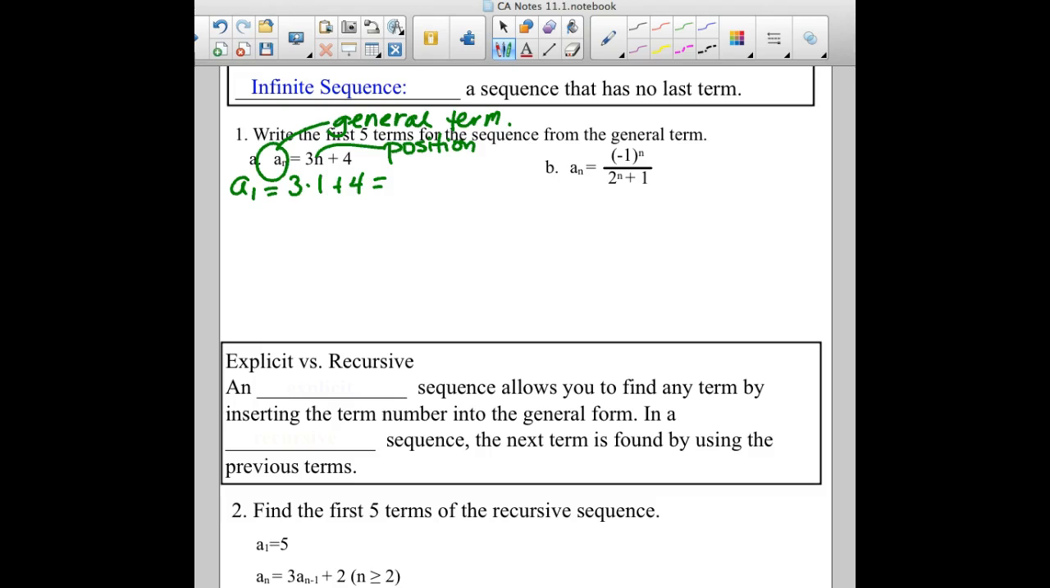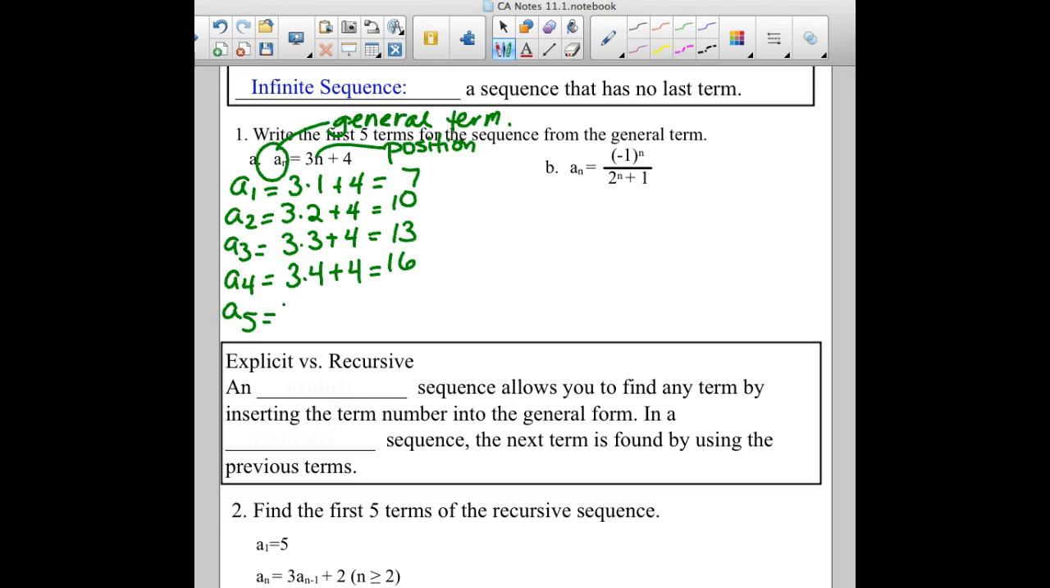So 3 times 1 plus 4 gives me a first term of 7. My second term means I plug a 2 in for n. So 3 times 2 plus 4, which gives me 10. My third term, 3 times 3 plus 4, which gives me 13. And then we continue for our fourth term. We're plugging a 4 in for n. We should get 16. And our fifth term, which is the last one they asked us to find, we take 3 times 5 plus 4, and we get 19.